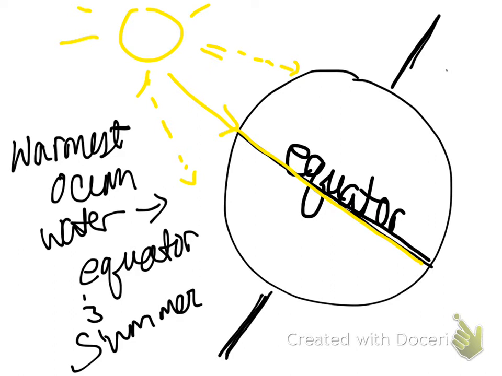During the winter, the North and South Pole would be the coldest places. Warmest, the equator in the summer.